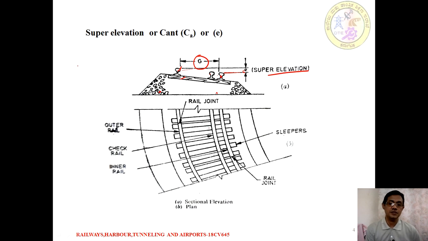The same thing we can see in the plan, that is the sectional plan. These are the sleepers and this is the outer rail. This is the inner rail, and this check rail is provided for safety for the operation of the locomotive. These are the sleepers. This rising of the outer edge with respect to the inner edge is called super elevation, especially in horizontal curves.